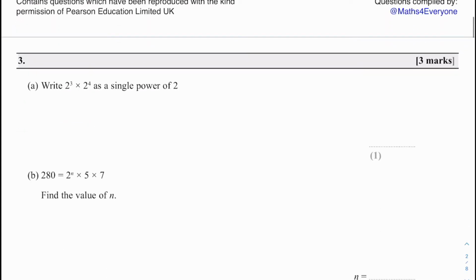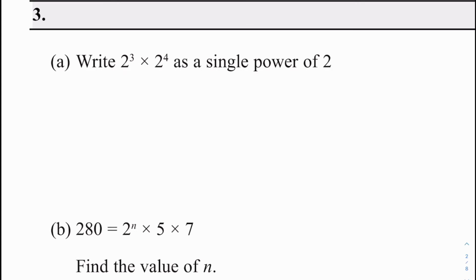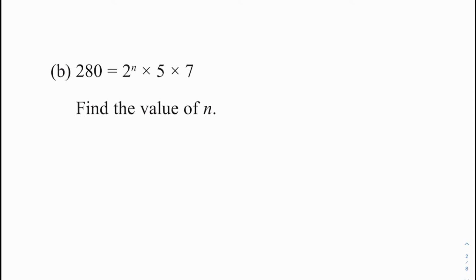Okay, next question. Again, really easy one, just the addition power rule. So 2 to the power of 3 plus 4 equals 2 to the power of 7. Next question. Okay, it's a bit different.